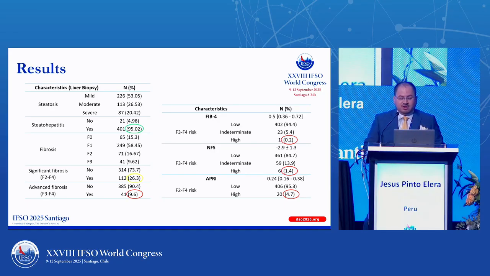There was significant fibrosis according to the liver biopsy in 26% of patients and advanced fibrosis in 9.6% of them. All three tests identify fewer cases of fibrosis compared to biopsy. FIB4 had only 0.2%, NFS had 1.4%, and APRI 4.7%.